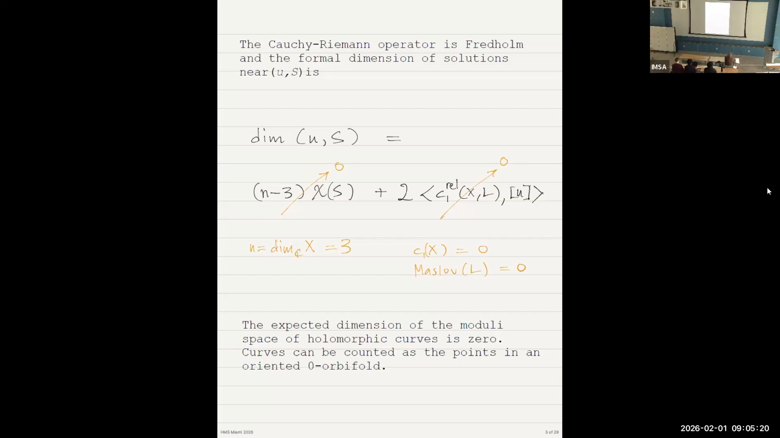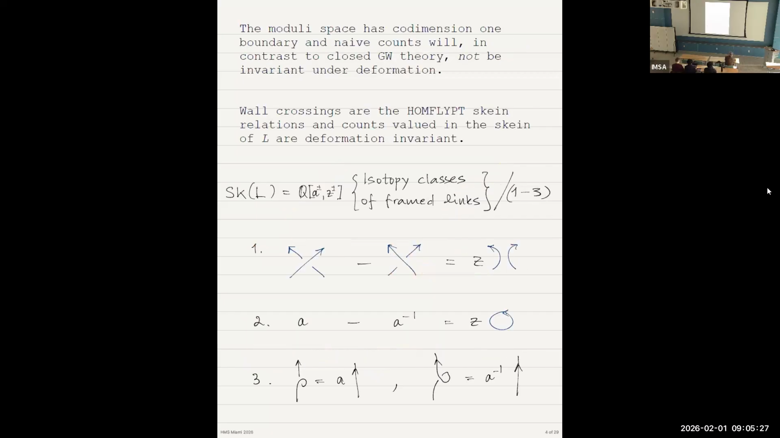And if you do closed Gromov-Witten theory, if there is no L there, then this count is invariant under deformation. But when you do open curve counts, the corresponding count is not invariant under deformation, because in this space there are codimension 1 boundaries. So that's what Amanda also told us about. So I'll draw the boundaries in a little bit.